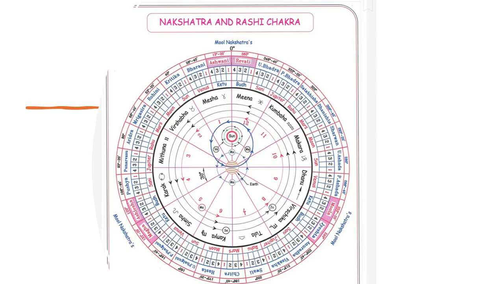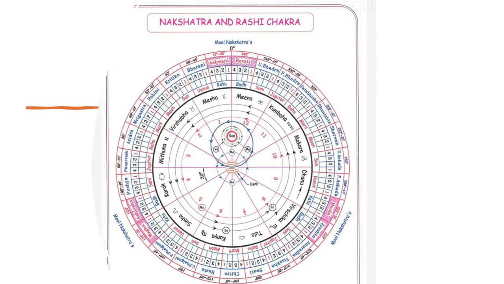Up to 60 degrees it was Vrishab Rashi. As soon as it crosses 60, it has entered Mithun. So how much in Mithun has it entered? 8 degrees. So 68 degrees can also be written as Mithun 8 degrees. Is this clear?